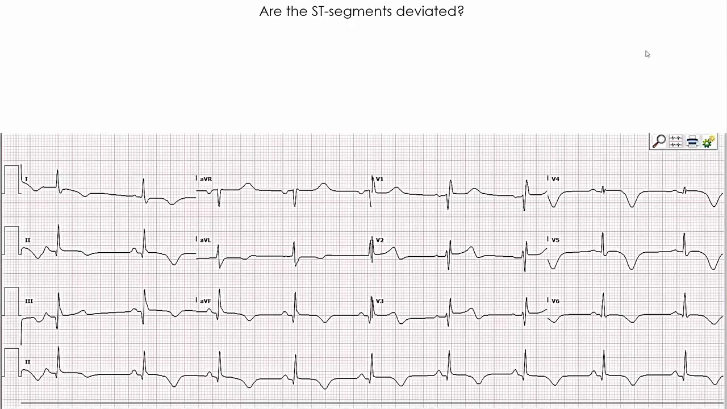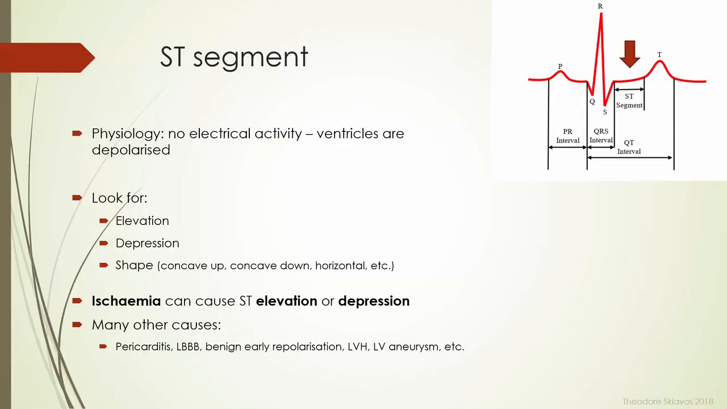After the QRS complexes, the next thing to look at are the ST segments. So let's do that. Are the ST segments deviated in this ECG? And of course, I'm going to take you through the physiology first. There's nothing going on electrically during the ST segment, okay? The ventricles have depolarized. They haven't yet repolarized, okay? That's our T wave. So there's not much going on electrically.